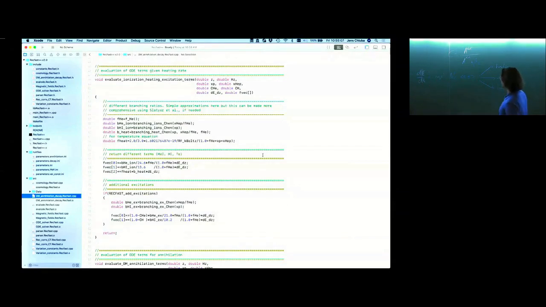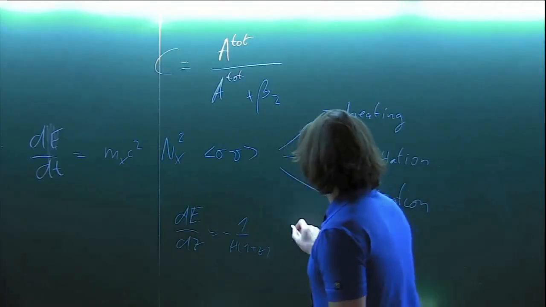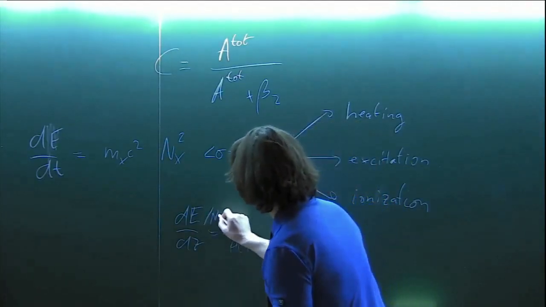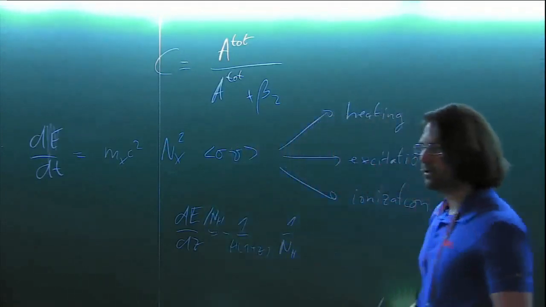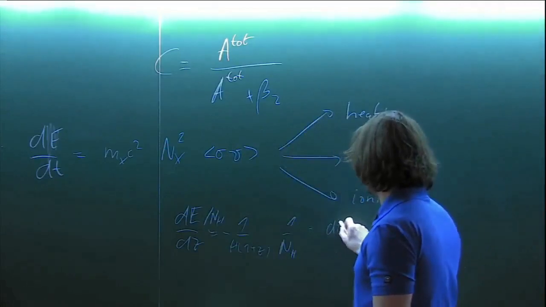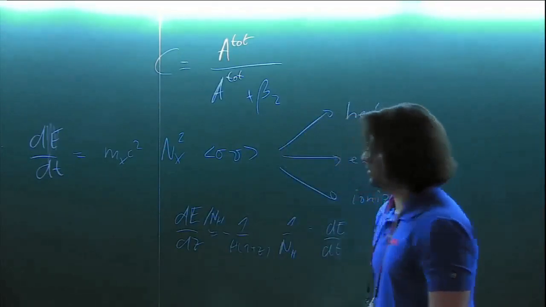So you divide here by the number of hydrogen atoms, and of course get the redshift, which is just 1 over H times 1 plus z with a minus sign. And then you also have a factor of, so let's call this per hydrogen atom. This heating rate is normally expressed in this way. And then you have the dE/dt, which you have to set up.